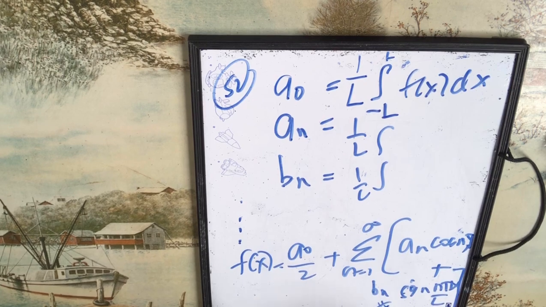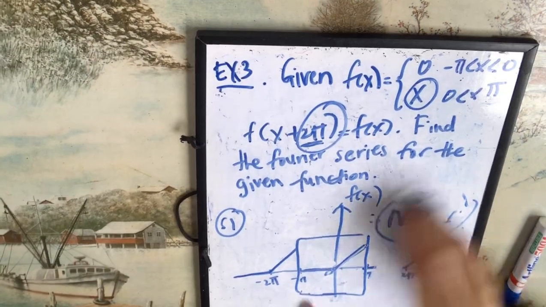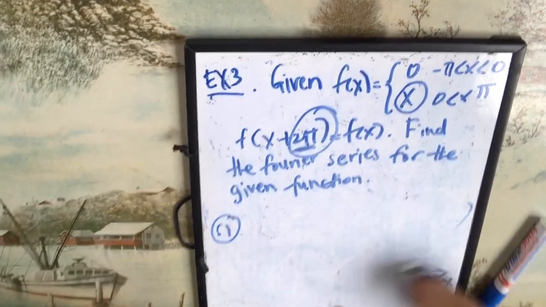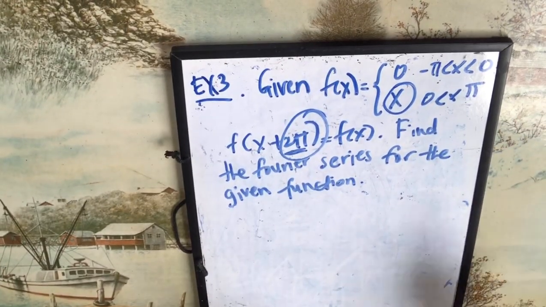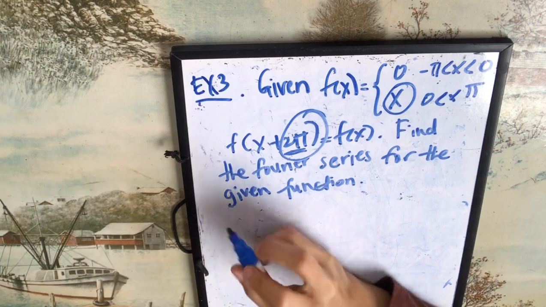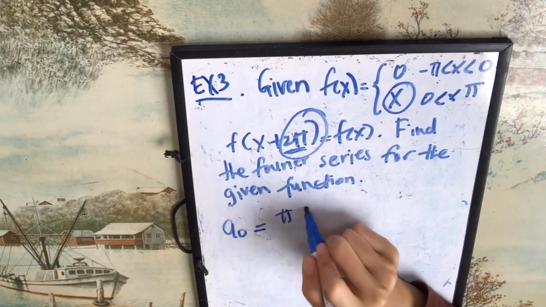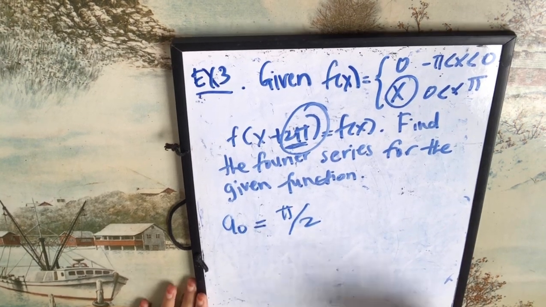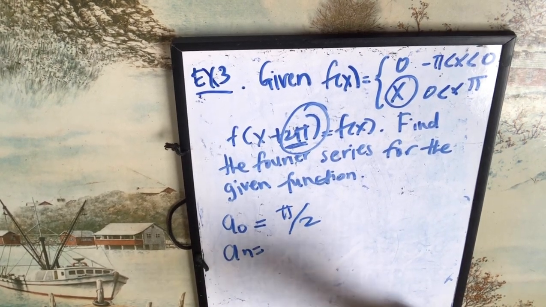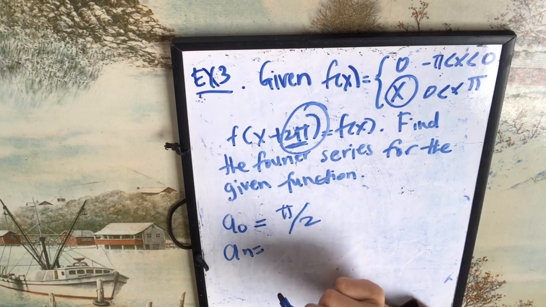Okay, I will give you the answer for this question, so you do it by yourself. The answer for a0, you should get pi over 2.